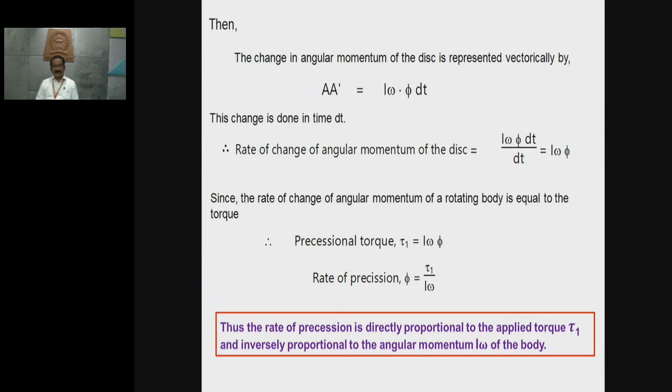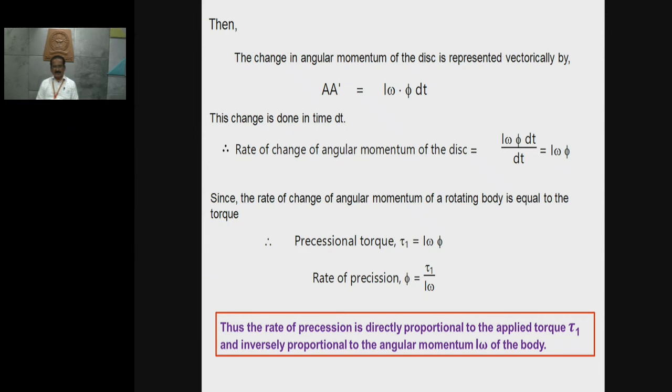This is obtained within a small time interval dt. Rate of change of angular momentum of the disc is equal to I omega phi dt upon dt. Rate of change means we have to calculate per unit time. It comes out to be I omega phi. Since the rate of change of angular momentum of a rotating body is equal to the torque, therefore precessional torque tau 1 is equal to I omega phi.